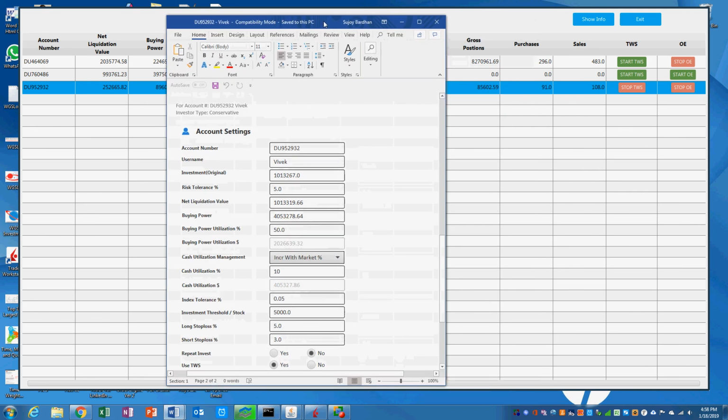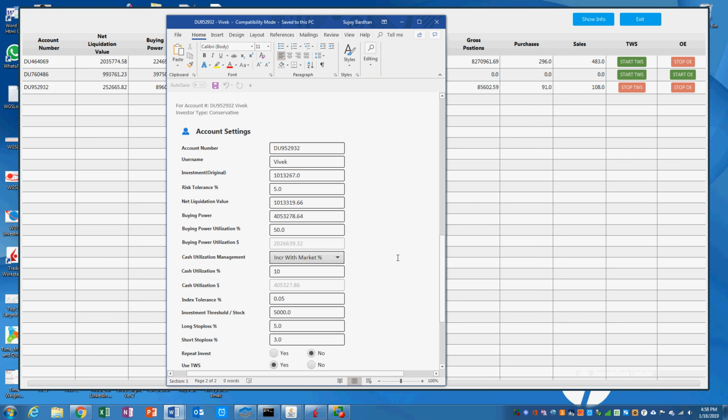Which means that if the market is bull, or every day when the markets are bull, he's using 10%. So the point I'm trying to make is that he is very conservative. Only when the markets are bull, he wants to release his cash and so on and so forth. And his investment per threshold is $5,000, where his stop loss is only 5% and 3% for long and short, respectively. So what I'm trying to mention here is people can be very conservative or very aggressive, and that's exactly how the profitability of this particular algorithm would work.